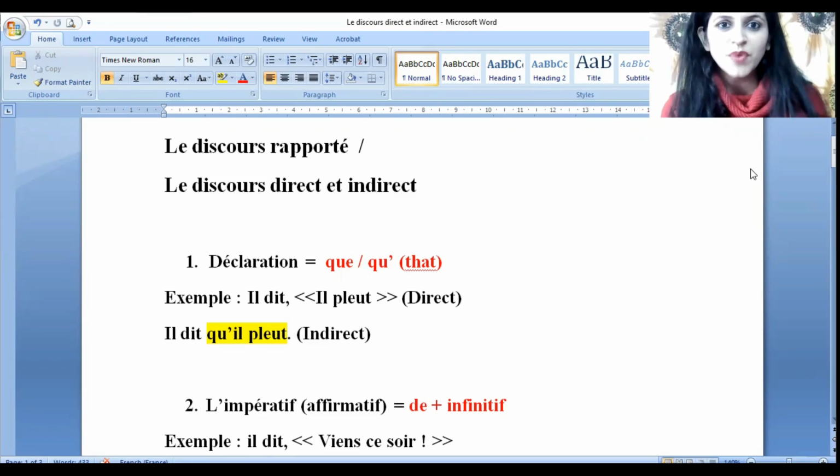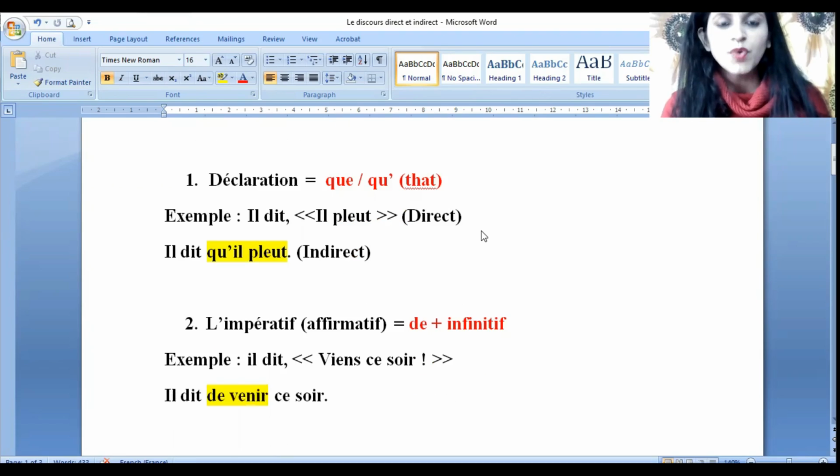What is discours rapporté? Reported speech, when we want to convey someone else's message. And how do we do that? There are a few pointers that you need to keep in mind. And if you follow these pointers in your question, definitely your answers will be correct. So let's start with the first point. The first point is declaration.